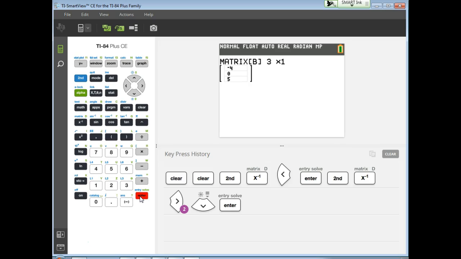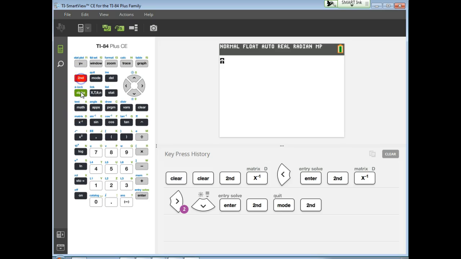So all you've done right now is just entered the matrices into your calculator. You still have to multiply them. So once you have your matrices entered, then you got to go to your home screen. And you have to pull up matrix A times matrix B, if that's where you put your matrices.